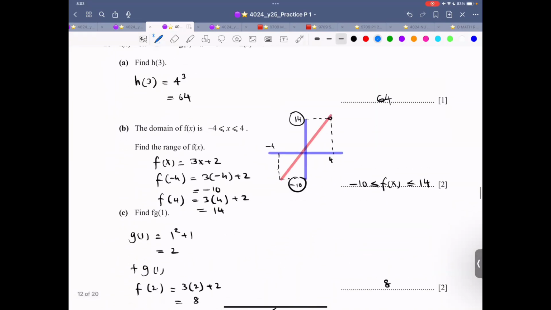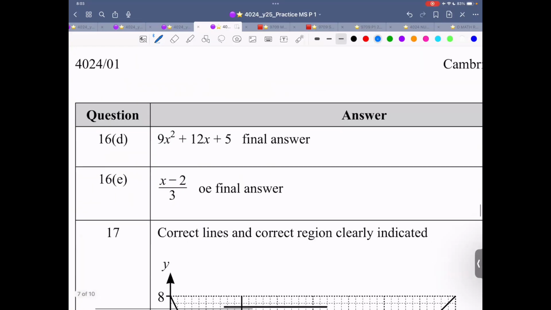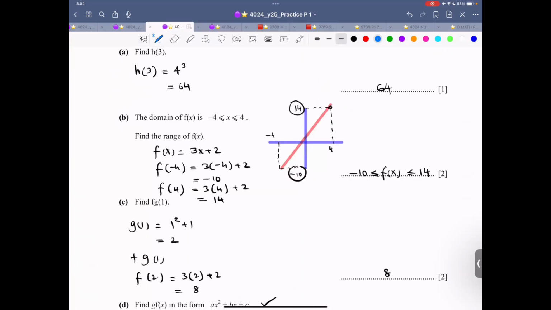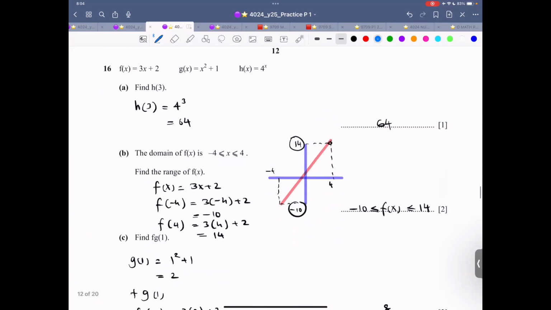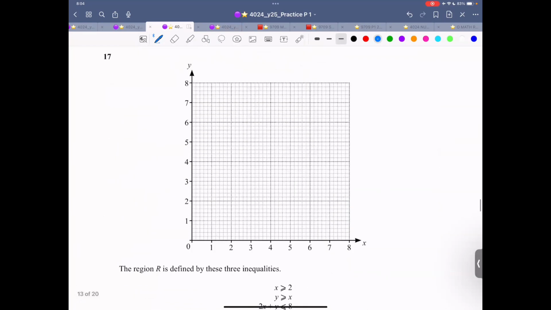So this is question number 16. We have 64, between -10 and 14, we have 8, we have this thing. So this is all clear, except for that small thing, because it comes in AS level math. So I went into another zone of AS level math. Question 17, just read it so that I can just drink some water.